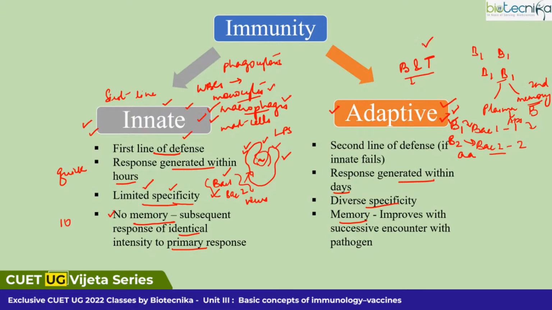The same is true in the case of T cells as well. So it improves with successive encounters with the pathogen. Why does it improve? Because of the presence of these memory cells, right?